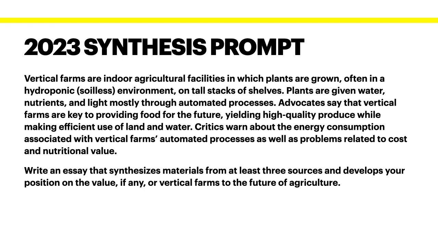So this was the 2023 synthesis prompt, and since it's fairly short, I'll go ahead and read it. Vertical farms are indoor agricultural facilities in which plants are grown, often in a hydroponic, soilless environment, on tall stacks of shelves. Plants are given water, nutrients, and light, mostly through automated processes. Advocates say that vertical farms are key to providing food for the future, yielding high quality produce while making efficient use of land and water. Critics warn about the energy consumption associated with vertical farms' automated processes, as well as problems related to cost and nutritional value. Write an essay that synthesizes materials from at least three sources and develops your position on the value, if any, of vertical farms to the future of agriculture.